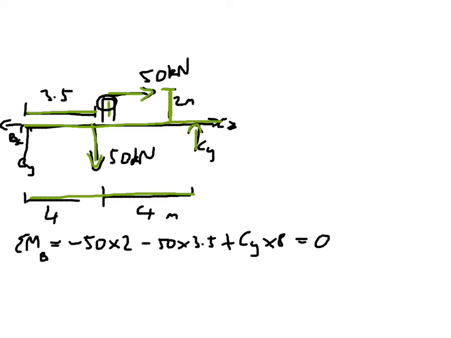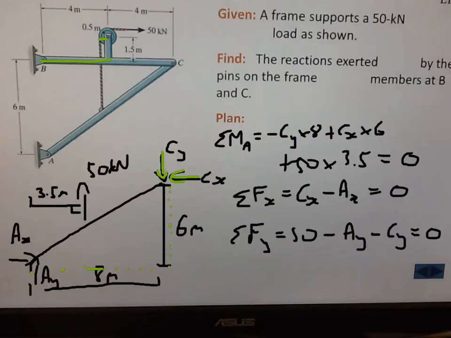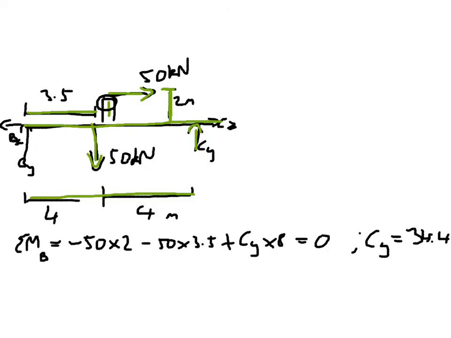Well, we've only got one unknown there, so we can rearrange and say CY equals 34.4 kilonewtons. Now that we've got that, we can go back to our sum of moments about A, which only has CX and CY in. If we substitute CY into it from the previous slide, we can get CX to equal 16.7 kilonewtons.